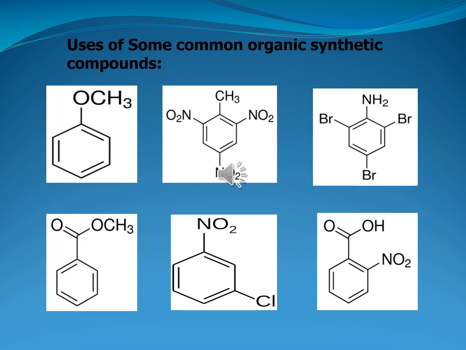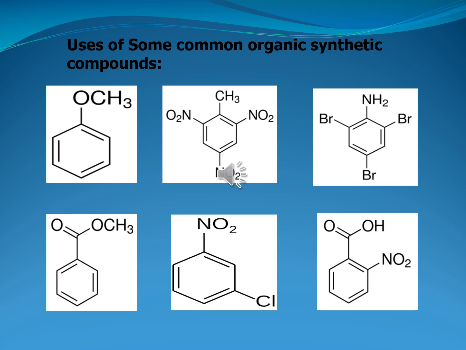The next molecule is trinitrotoluene. TNT is an explosive used in military shells, bombs, and grenades, industrial uses, and in underwater blasting. The next molecule is 2,4,6 tribromaniline. It is used in organic synthesis of pharmaceuticals, agrochemicals, as well as fire extinguishing agents.